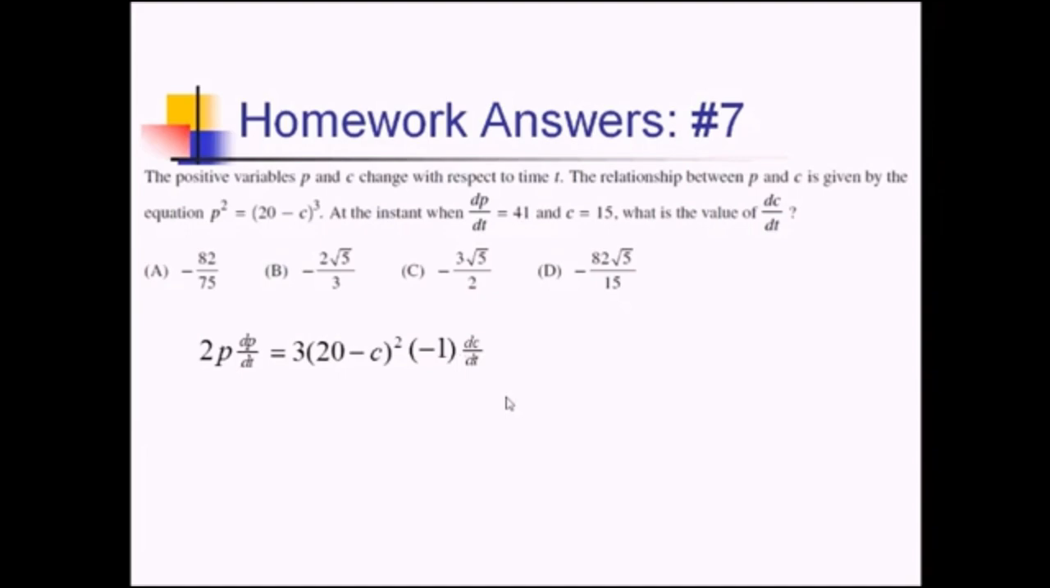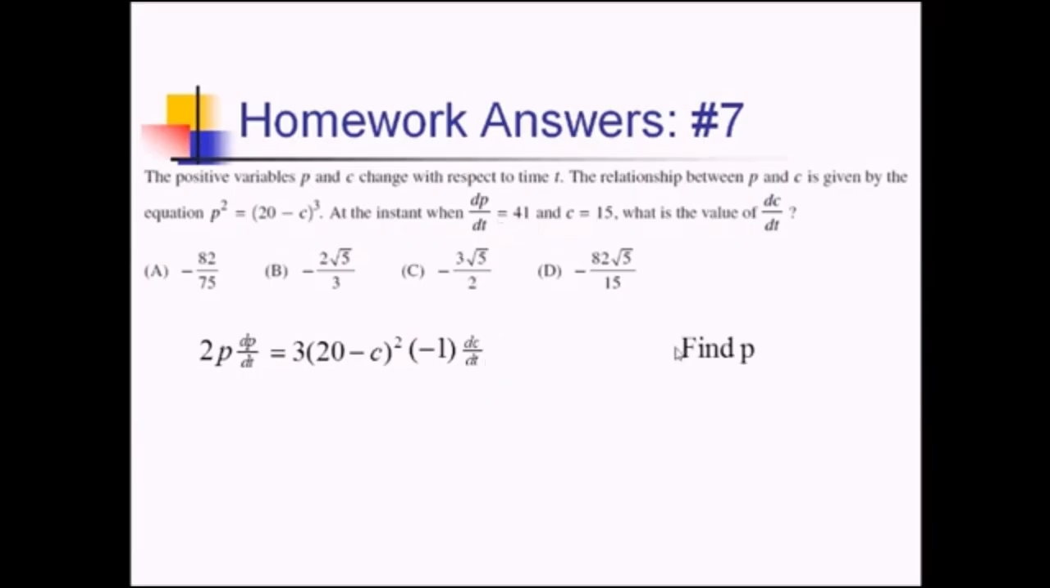At this point, it's time to fill in everything except dc over dt, because that's what we're trying to solve for. So do we know what p is? We actually do not. They never told us p. So we're going to have to find p. Do we know dp over dt? We do. It's 41. We also know c is 15. So it's just p that we have to find. Once we find that, we can plug it in with those other things and solve for dc over dt.